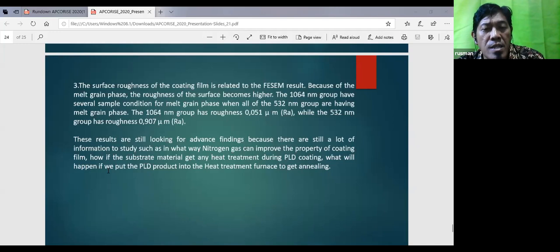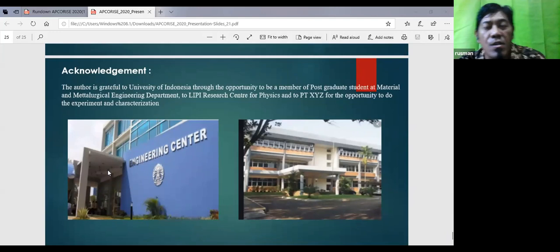So this result is a starting point for another following experiment, because we want to know whether there is any gas effect that can improve the properties of the coating if we put in some nitrogen gas and also some heat treatment. Okay, that is all for the presentation.